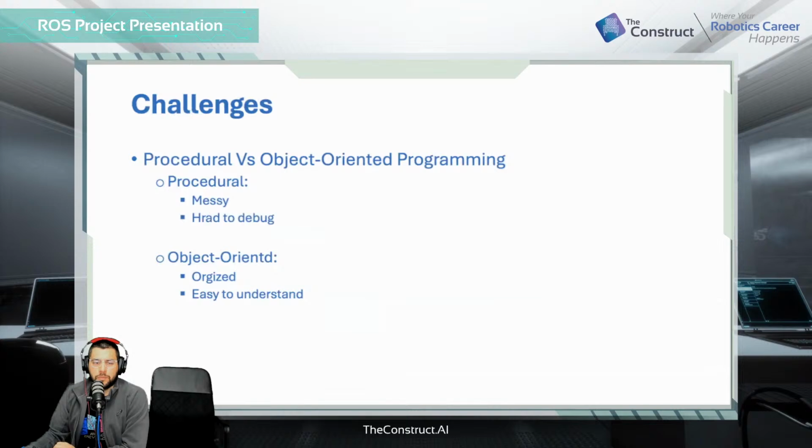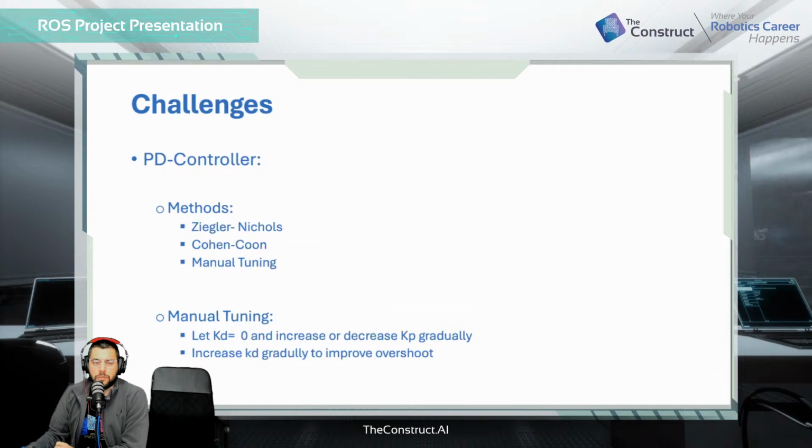The second challenge I found is procedural programming versus object-oriented programming. The procedural is, of course, messy and hard to debug, but the object-oriented, where I use classes, was organized, easy to understand, and easy to debug. And for the PD controller, as I have told you, there are some standard methods you can use, like Ziegler-Nichols, or manual tuning. This is what I have done. Of course, there are better methods, but this is what I could do.